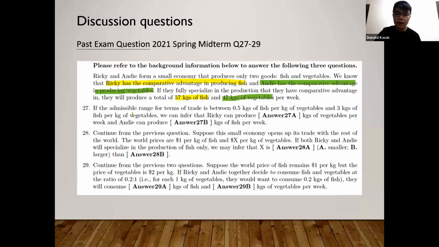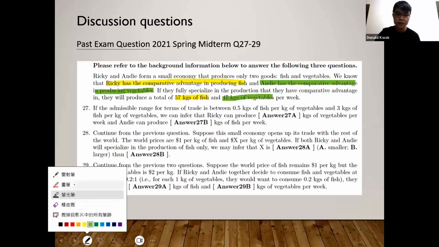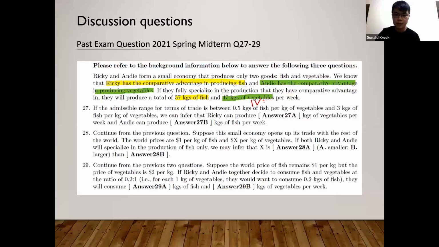All right, so how can you interpret the range of terms of trade? As we have just reviewed, it's actually the opportunity cost of production for the 2 persons, right? Because the mutually beneficial terms of trade must lie strictly between their unit opportunity costs of production. So this actually can be converted like this, as their opportunity cost relationship. So what remains is to map these two opportunity costs back to Ricky and Andy respectively.